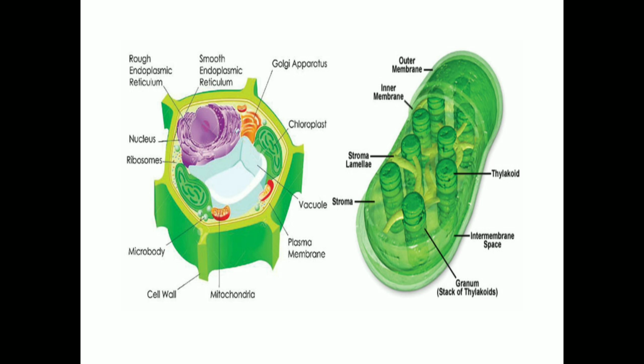The stroma present inside the chloroplast performs the dark reaction, also called the Calvin cycle, because the enzymes responsible for completing the dark reaction are present inside the stroma lamellae of the chloroplast. And we can observe here the thylakoid. The light reaction is performed in this thylakoid membrane or grana. Now let us discuss this in more detail.